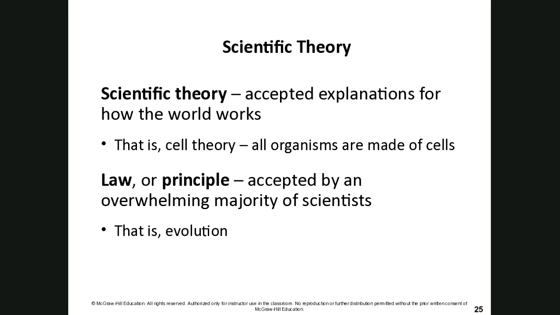A law or principle is the highest level a hypothesis can get, which means that it's accepted by an overwhelming majority of scientists, because every single time we look at it, everything that we do supports the way that this theory has worked so far. And so now we consider it a law or a principle. That is, evolution has been elevated to the level of a law or a principle because we can see it happening.